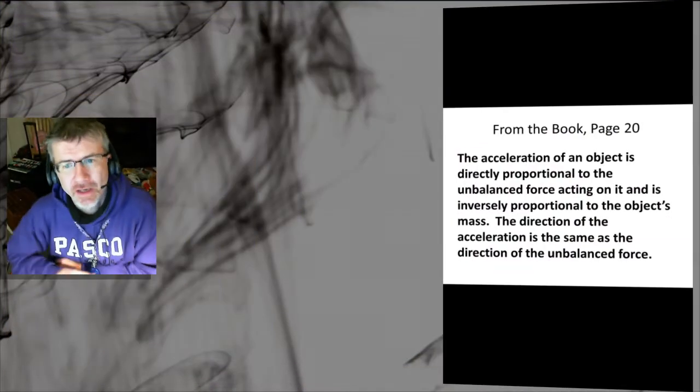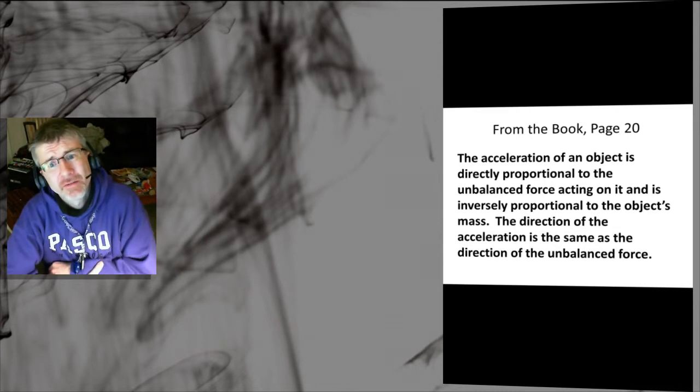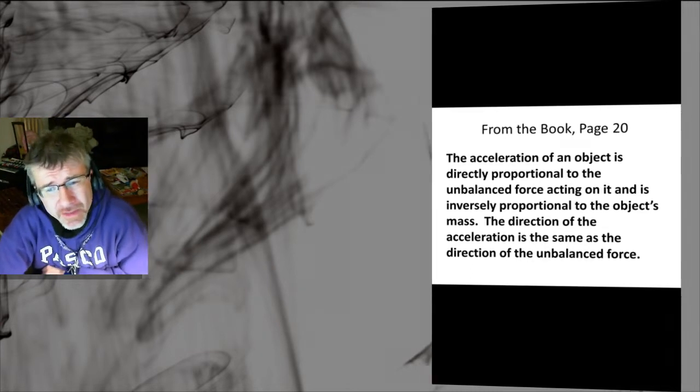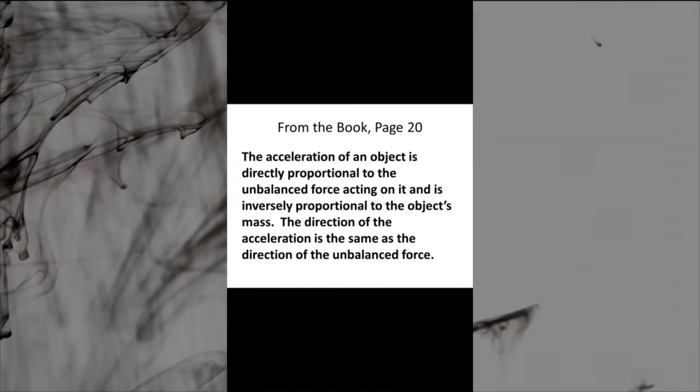Newton's second law, we're talking about this on Friday, December 13th, 2013. Let's start with the definition from the book, page 20. Let me read it to you. The acceleration of an object is directly proportional to the unbalanced force acting on it and is inversely proportional to the object's mass. The direction of the acceleration is the same as the direction of the unbalanced force.